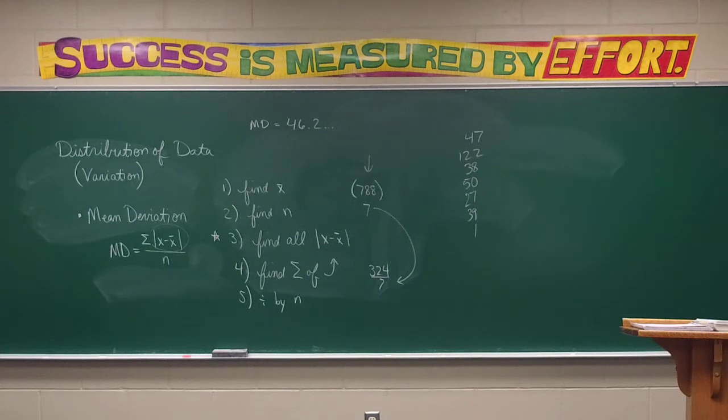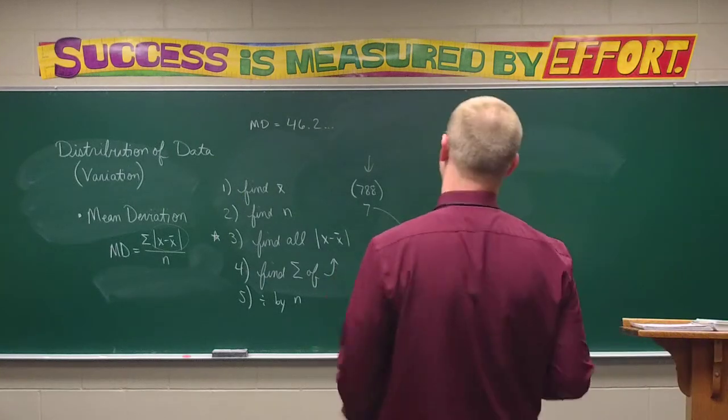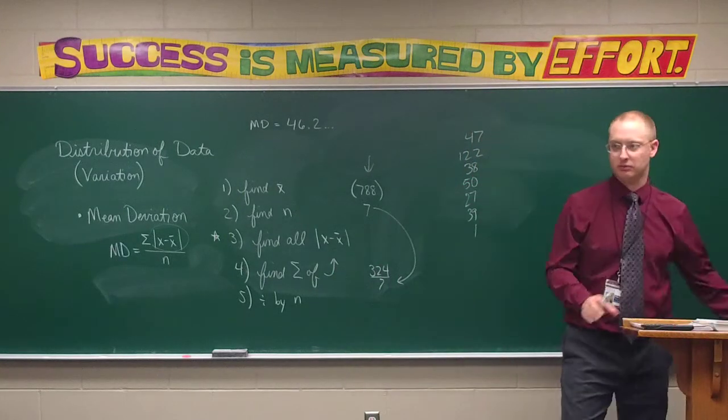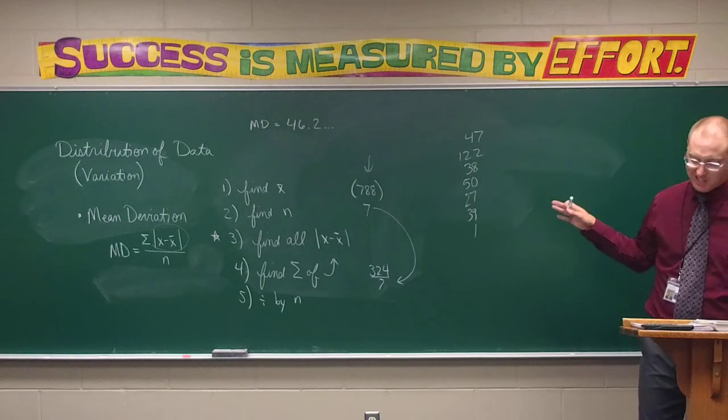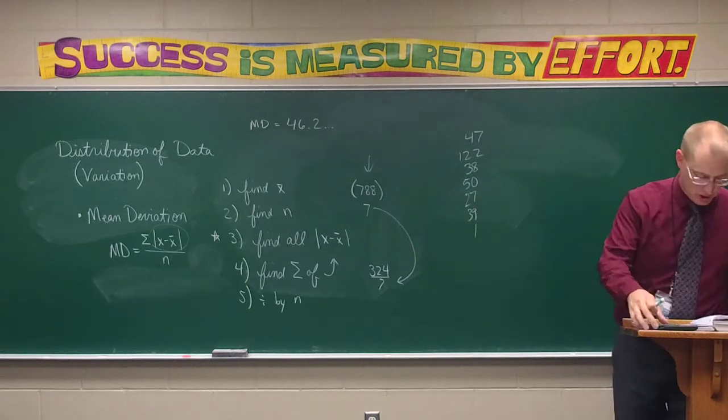Okay, so now 47 sigma plus 122, 38, 50, 27, 39, and 1. And then the sigma x is right here, so second function, this button gives you the total. All right, questions on mean deviation? I don't want to spend more time here because mean deviation has its own share of issues.